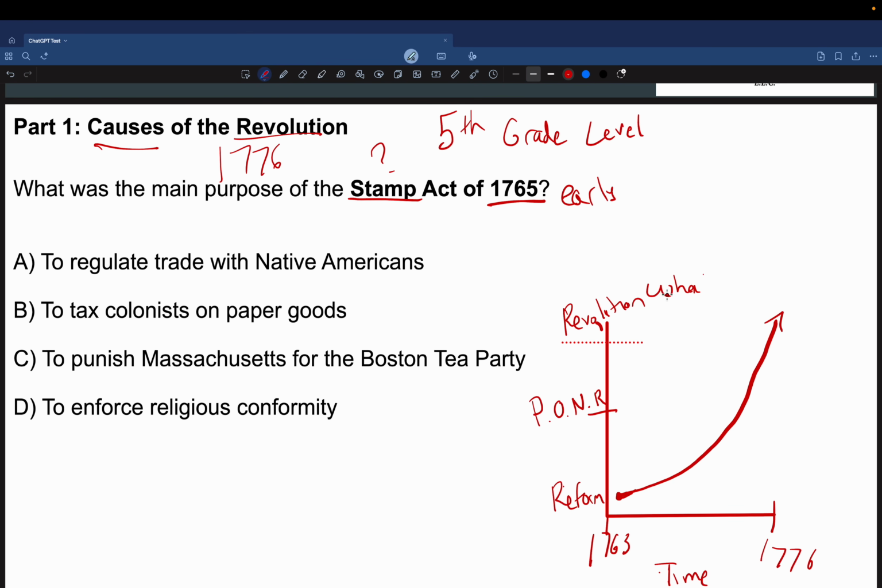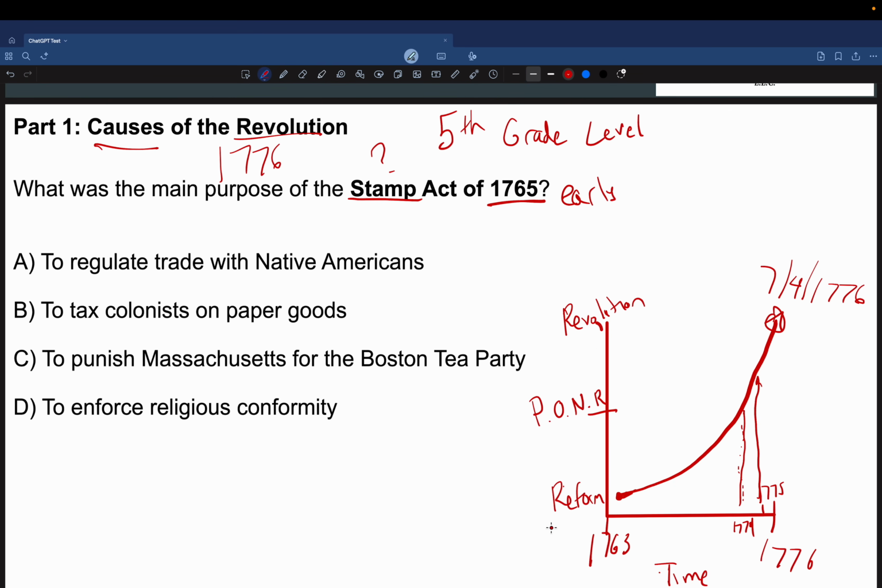So let me write that out. So point of no return. And we're going to say around here is 1774. That's when a lot of historians felt that the revolution was inevitable, that it was not a matter of if it would happen, it was a matter of when it would happen. And by 1775, we know that that's when the Battle of Lexington and Concord happened. And here is going to be July 4th, 1776.